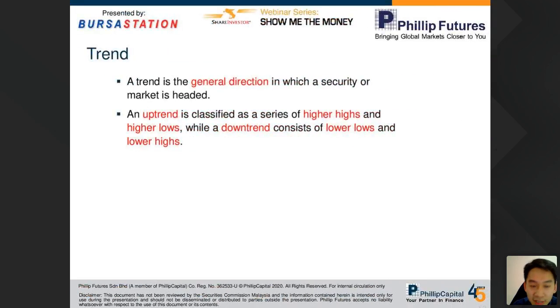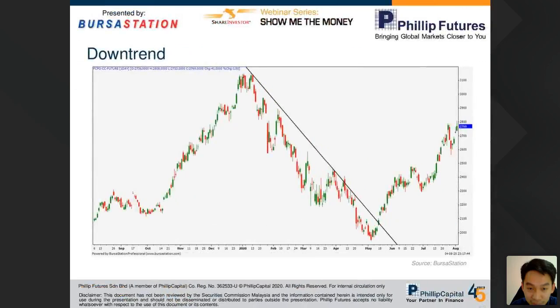So a trend is a general direction in which a security or market is headed. An uptrend is defined as higher highs and higher lows, and a downtrend is defined as lower lows and lower highs. In the next slide, I'll show you how a trend looks like. The first example will be a downtrend.